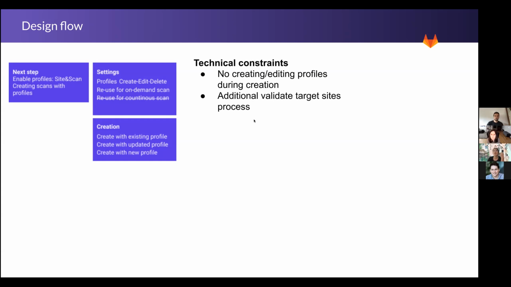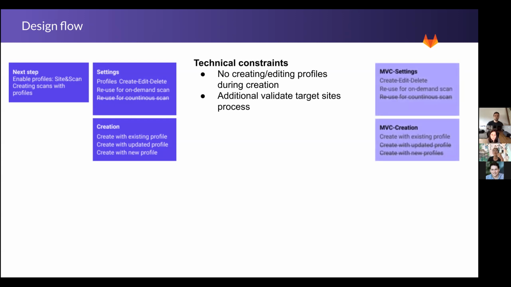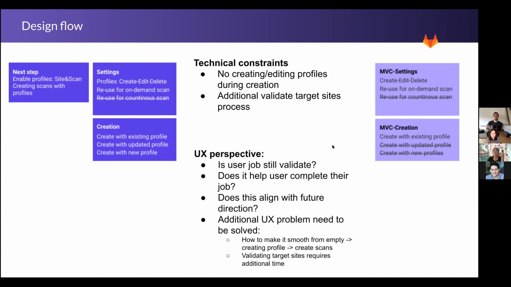And we bring this feature to the engineers and they got some constraints, and it's the same thing, same cycle. That's like when we want to do it in 1 or 2 milestones, what can we do? And the feedback is that reusing the profile or updating the profile during the scan creation is kind of complicated. So with those constraints, I ask myself the same question: is this still a valid job? And how are we helping the user there?